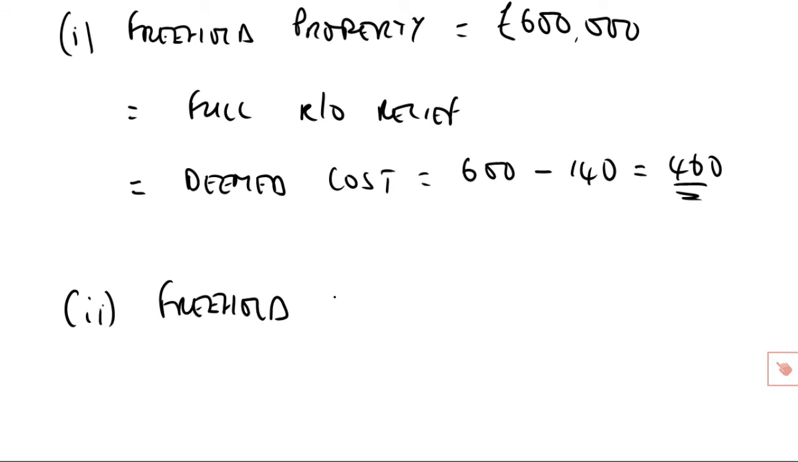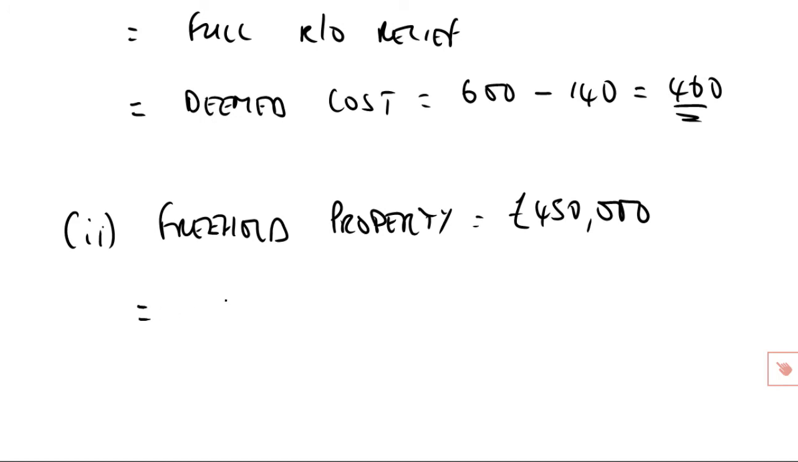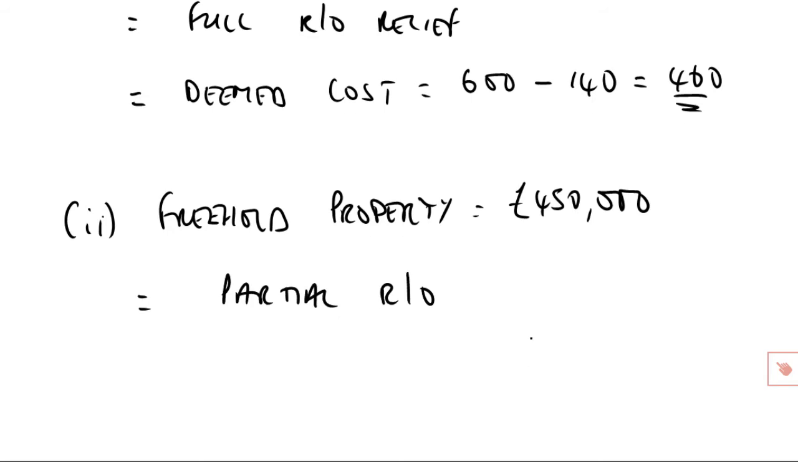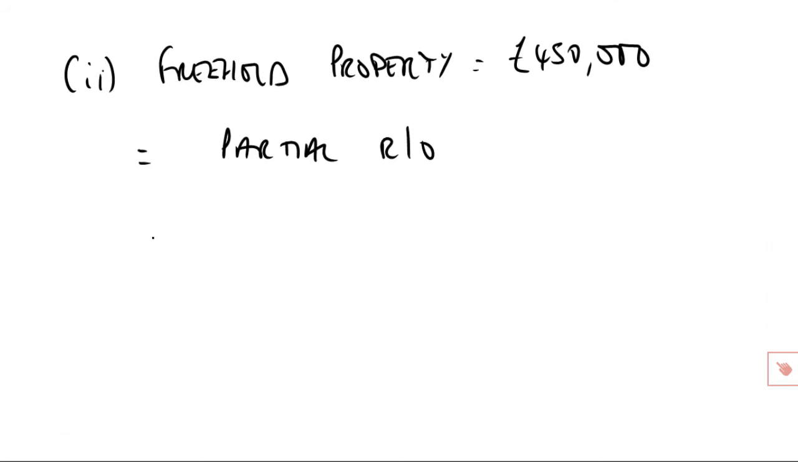the freehold property, again a non-depreciating asset, is going to cost £450,000. We sold for 500, so we failed to reinvest all the proceeds. So that therefore equals partial rollover. Now, how do we show that? In terms of your calculation, it didn't change the fact that you had a gain of £140,000.